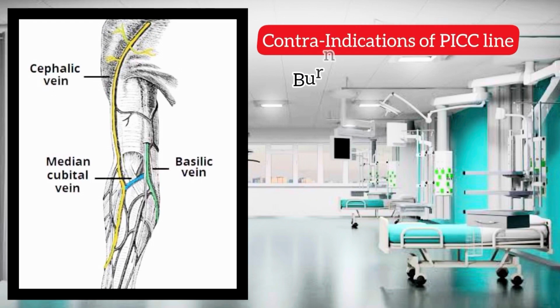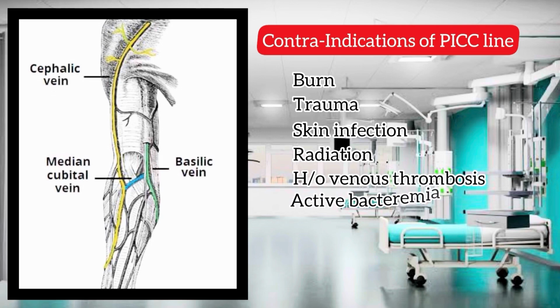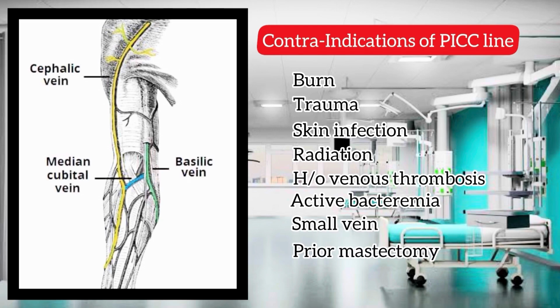There are, however, several relative contraindications for PICCs. These include burns, trauma, skin infections, radiation, history of venous thrombosis at the insertion site, active bacteremia, small diameter of arm veins, smaller than 3 mm to 4 mm, and prior mastectomy and lymph node dissection.